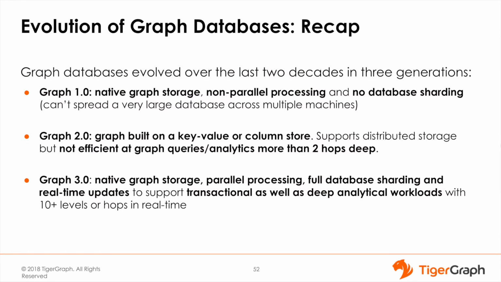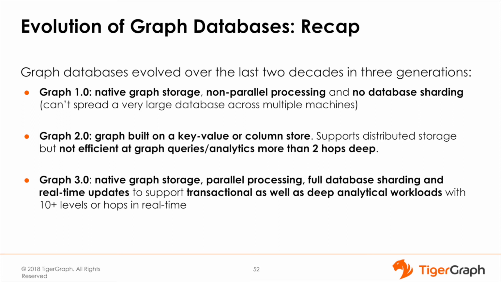We've covered a lot of material, but there are just a few key points you need to remember. Graph databases evolved over the last 2 decades in 3 generations. Graph 1.0 is characterized by native graph storage, non-parallel processing, and no database sharding, which means it can't spread a very large database across multiple machines.